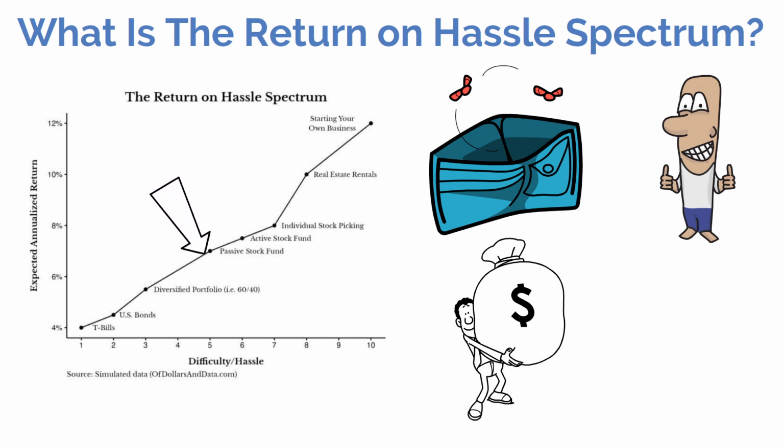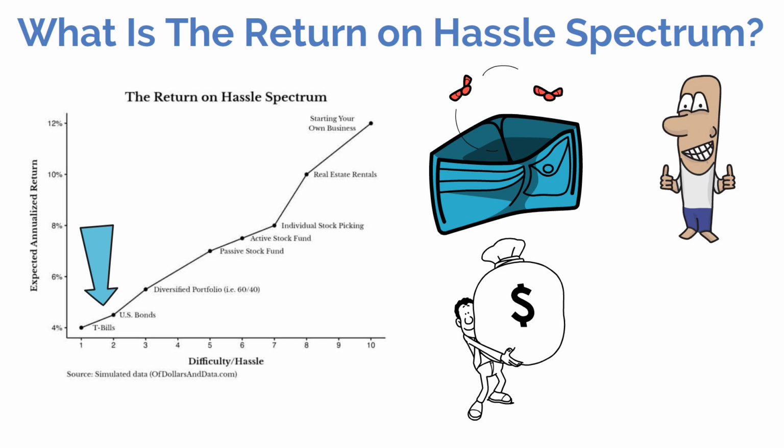Anyways, as you can see, simple investments like treasury bills and US bonds, which are not too terribly difficult to get into, and usually don't come with a ton of volatility, at least relative to some other types of investments that are depicted here, leads them to having a lower level of hassle than some of the other investment vehicles pictured.